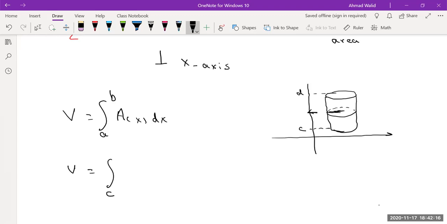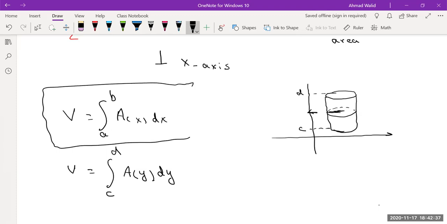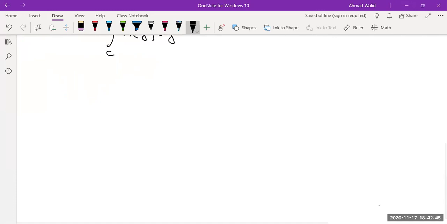V equals, for example, the integral from C to D, be careful with your variables, A(y) dy, correct? Here you cannot say A(x) dx. Now, the proof was not important. That's your formula. I will do only one simple example of how to use this formula. Later, of course, I'll make it a little more difficult like your book, and we deal with different shapes. Let's do an easy example. Example number 1.